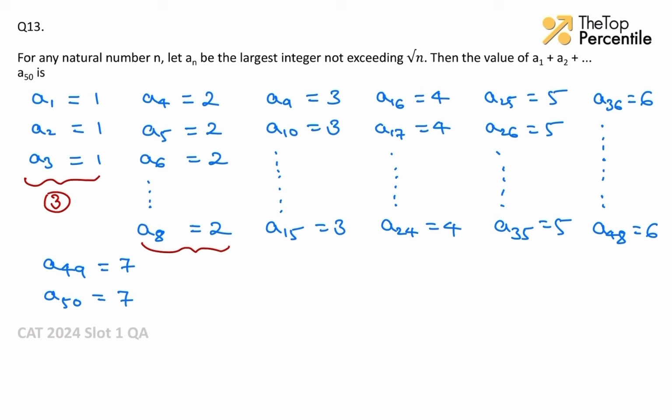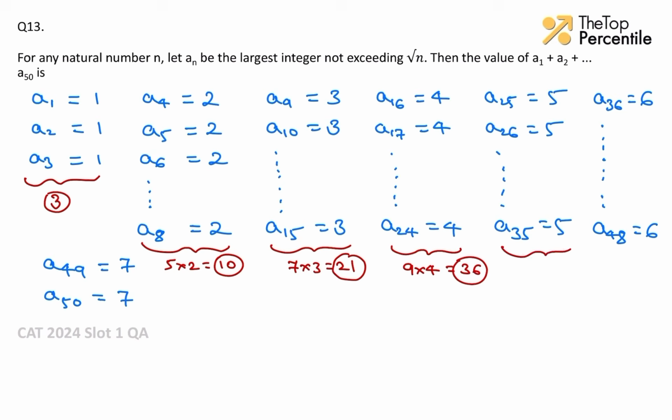So 8 minus 4 plus 1, this will be 5 into 2, which will be 10. This will be 15 minus 9, that is 6 plus 1, that is 7 into 3. This will give me 21. 24 minus 16, 8 plus 1, 9 into 4. This will give me 36. 35 minus 25, 10 plus 1, 11 into 5. This will give me 55.